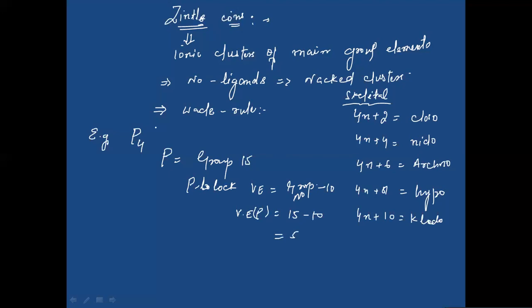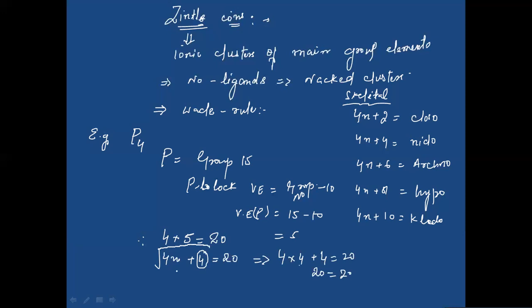But there are 4 phosphorus atoms, and each phosphorus has 5 electrons. Therefore, total electron count is 4 into 5, which comes out to be 20. Apply 4n plus 4 equal to 20. So 4 into 4 is 16, plus 4 is equal to 20. 20 is equal to 20.